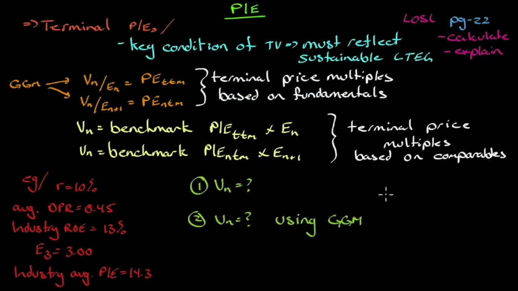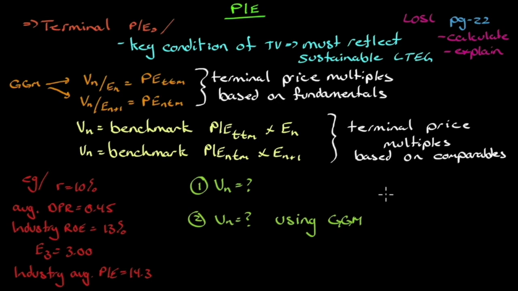Let's take a look at terminal PEs. What we're going to look at is calculating the terminal value, when we're looking at intrinsic value, arriving at the terminal value using PEs as opposed to a discounted cash flow model. The key condition of a terminal value, even if we're using PEs now, you've got to remember our two-stage and our three-stage model. What is the major assumption we made about that last stage?